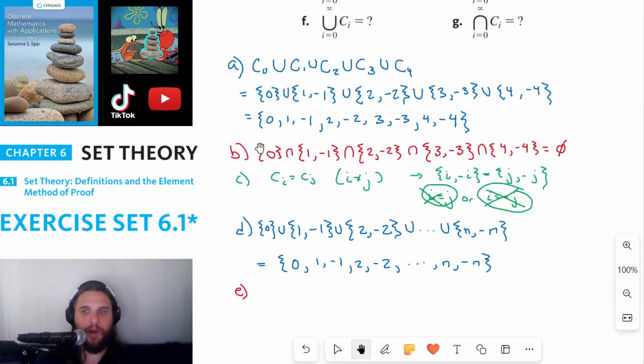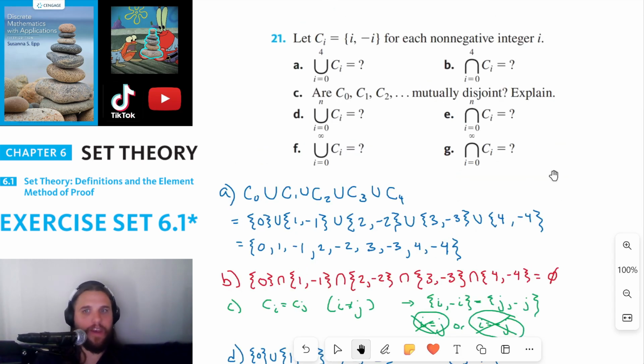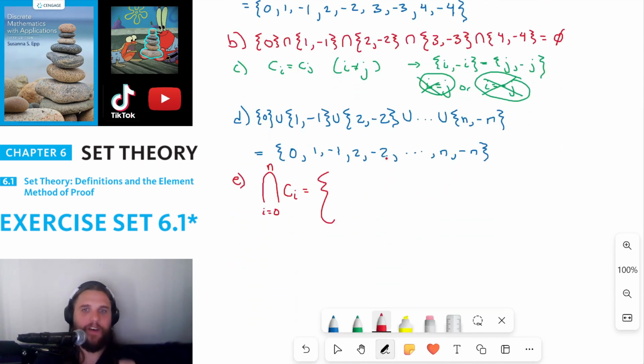Part E is the intersection of all of these sets. But as we saw with part B, that set is the empty set if we go out to i equals 4. Now, I will say that if n is equal to 0, then the intersection here would just be the set containing 0, which is not the same thing as the empty set. So there are two possible answers here. So we can say that the intersection here would be the set containing 0 if n equals 0, or the empty set if n is positive.